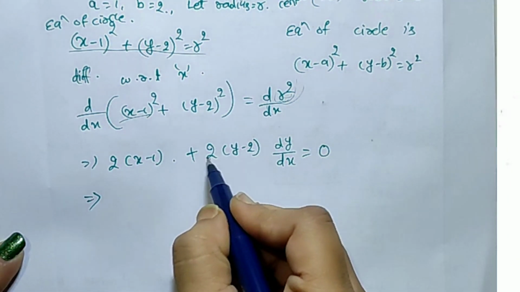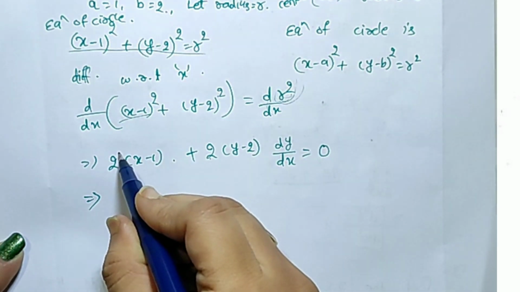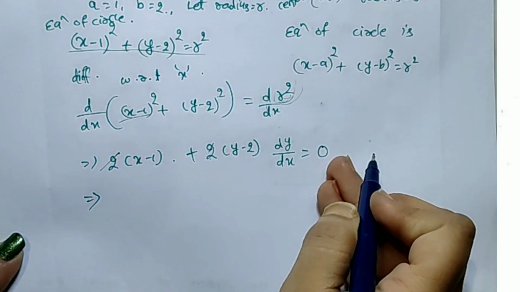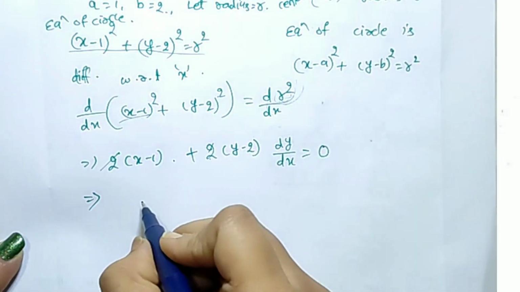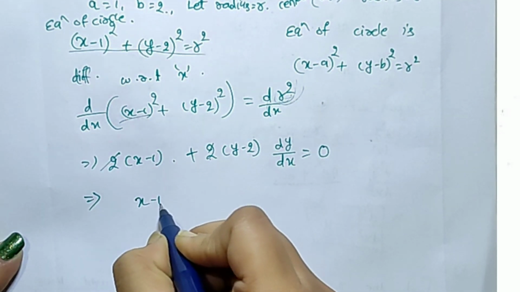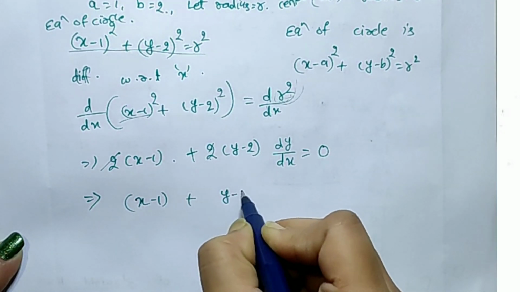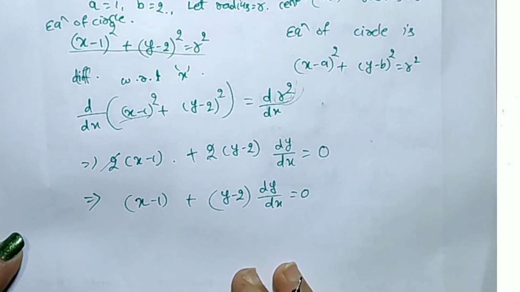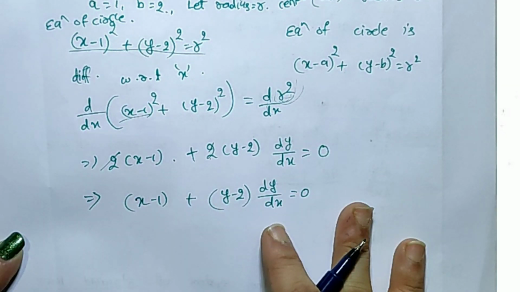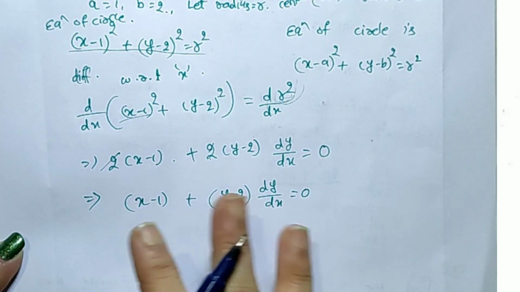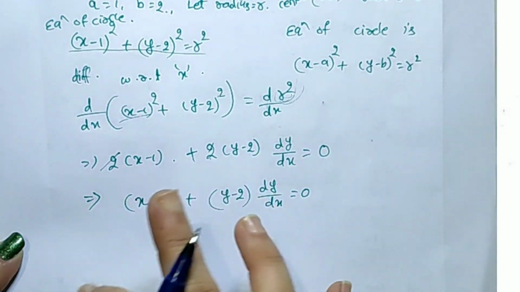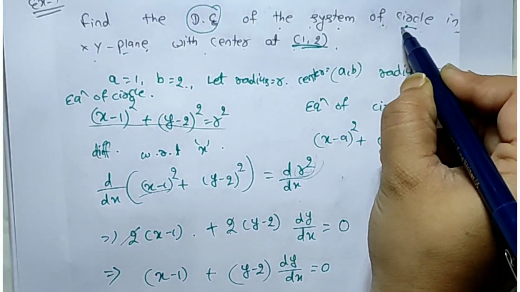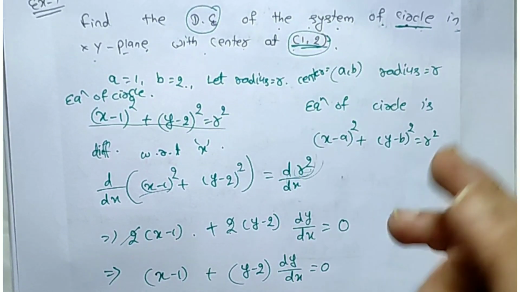Implies that by cancelling the 2, we have (x minus 1) plus (y minus 2) into dy by dx is equal to 0. There is no arbitrary constant in this equation and it has a differential form, so this is a differential equation. So this is the differential equation of the circles having center (1, 2).